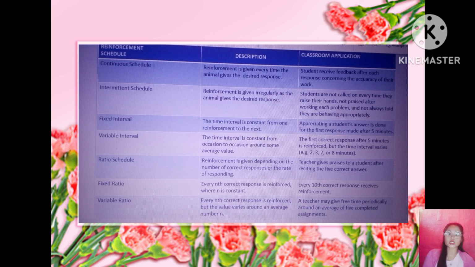So variable ratio, that means the average number. Okay? So hindi po naka-fix yung pagbibigay ng reward. So you give the reward after the average number of the correct response. So that we call the variable ratio.